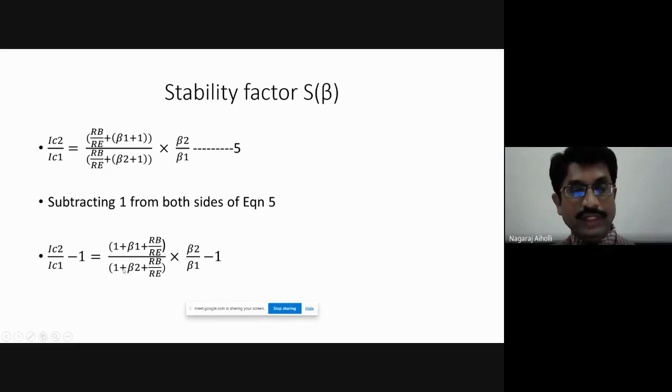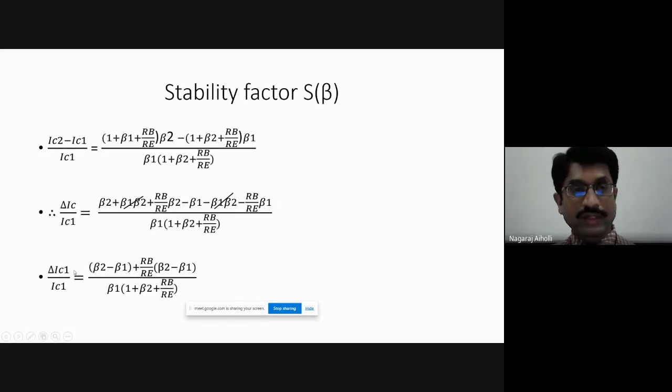Okay. So when I subtract 1 on both sides of equation 5, on the LHS we take the LCM. So this is 1 into IC1, which is IC1, here it will be 1 by 1. IC1 is the LCM. So on the LHS, what I get is IC2 minus IC1 by IC1.